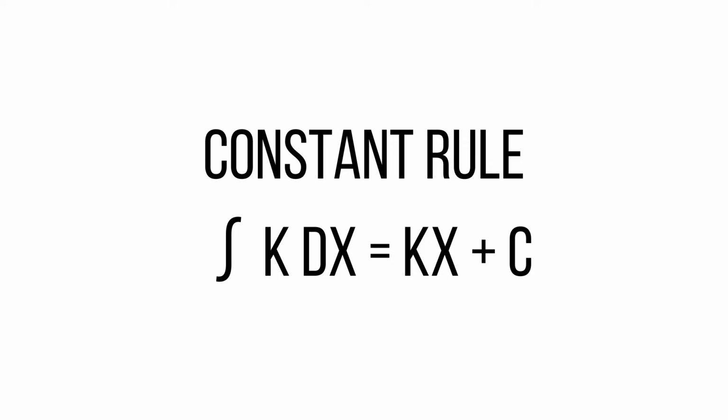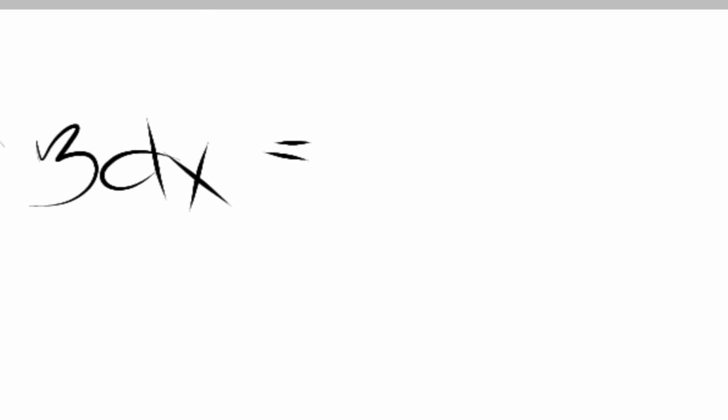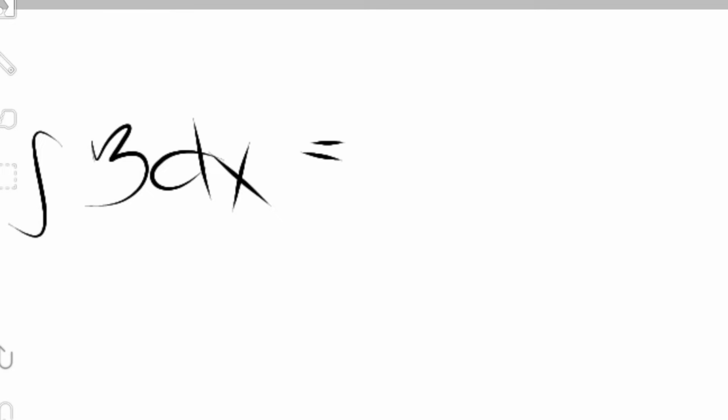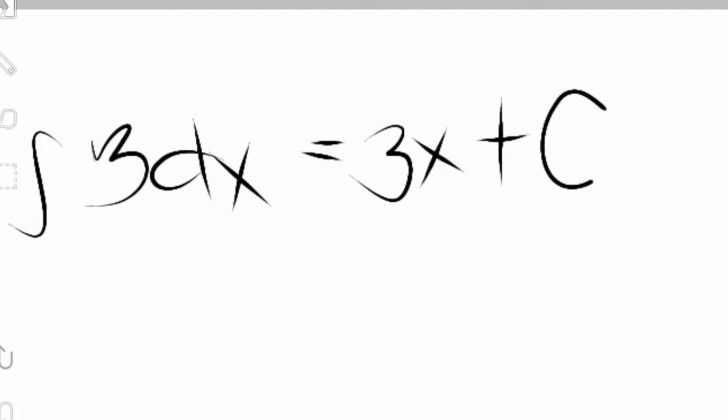So first rule, the constant rule. The formula for this rule is the antiderivative of k dx equals kx plus c, where k is a constant. In the simplest explanation, we just have to multiply the constant to x and add c. For example, the antiderivative of 3 dx. So in order to solve this, we just have to copy the constant, multiply it by x plus c. There you have it.